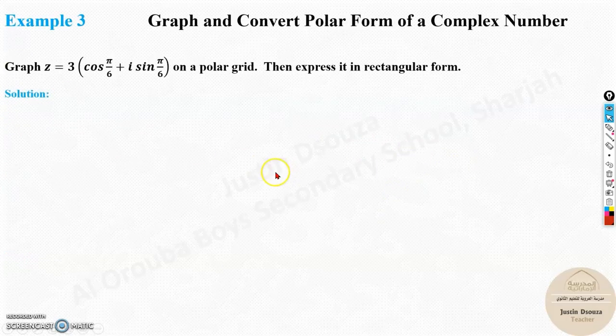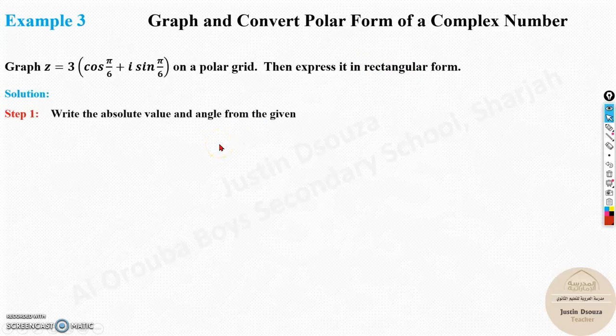And now we will quickly see one last problem in this topic, that is, graph and convert the polar form of a complex number. Now over here they have given a polar form. We need to write it in the rectangular form. That is just the regular form which we get, right? So how do we do it? This is very easy.